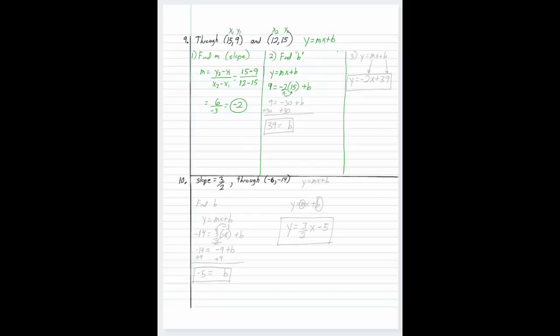Well, -2 times 15 is -30. And then let's get B alone by adding 30 to both sides of our equation. This gives us B equals 39. And then finally, the last step, step 3, is put it all together. So Y would equal the slope, which is -2 times X, plus B, which is 39. And we are finished.